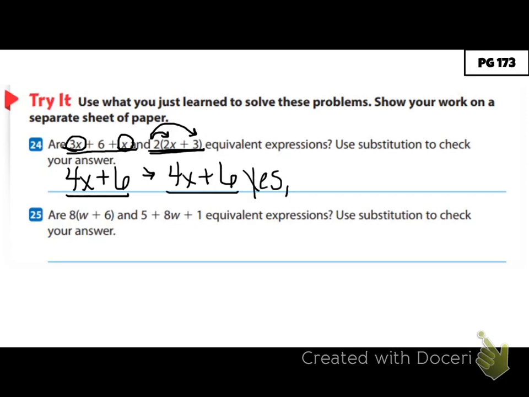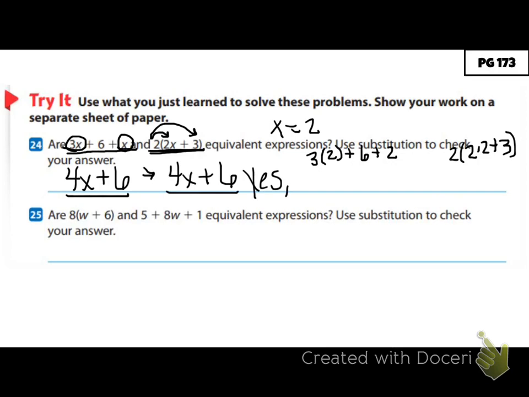Now I'm going to use the substitution to check. So I'm going to say that x is equal to 2. So I'm going to plug my 2 over for these. So if I have 3x, it would be 3 times 2 plus 6 plus 2 for my x. And over here, I would have 2 times 2 times 2 plus 3.